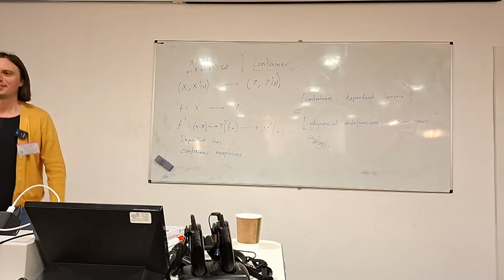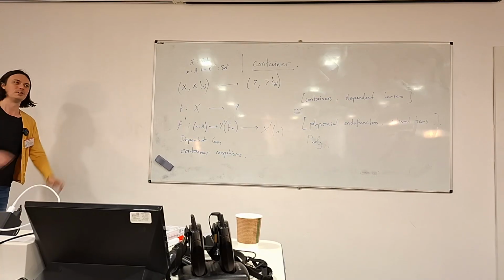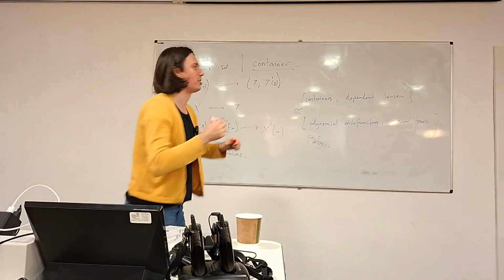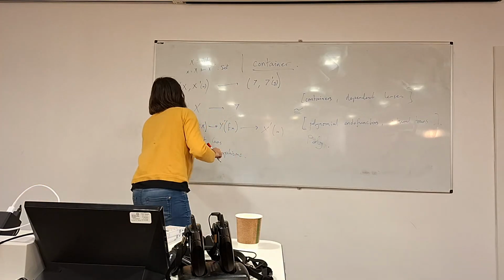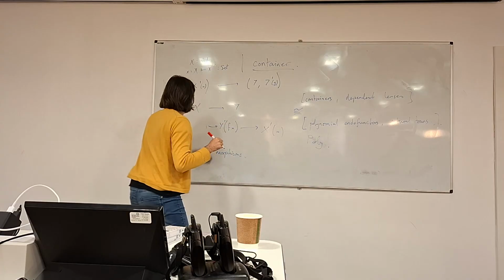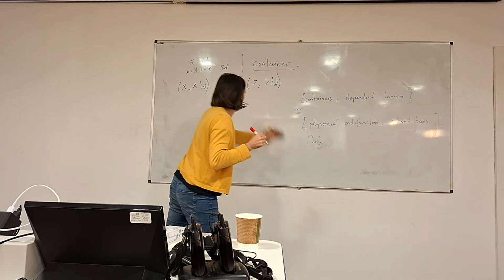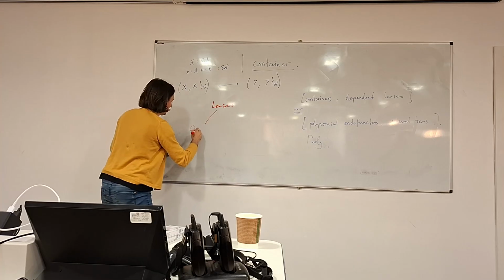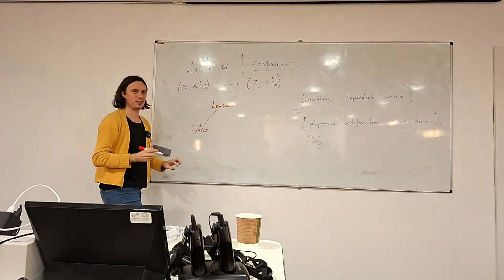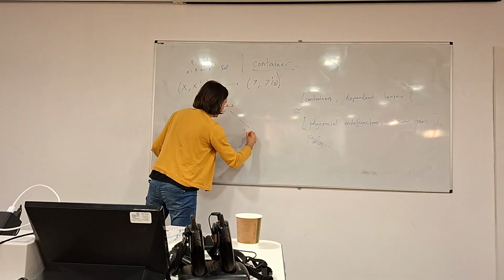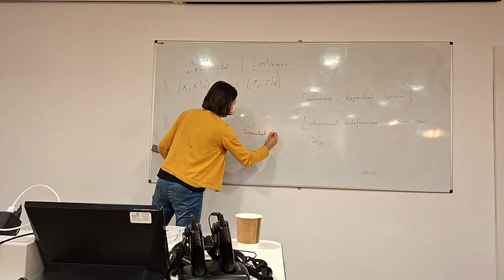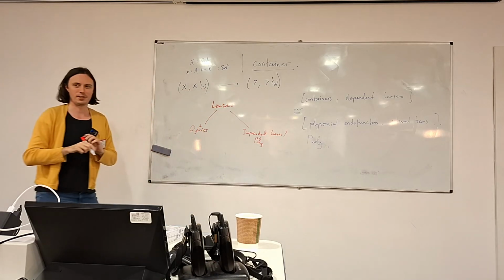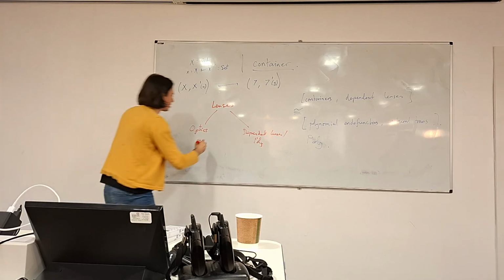Okay, it's 29 minutes past. This is a perfect opportunity to mention that we have lenses, we have optics, which is a generalization of it, and we have dependent lenses, or Poly, which is a kind of specialization of it when you have additional structure for dependent types.